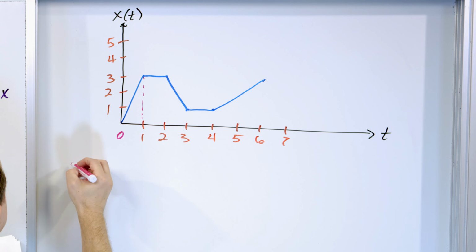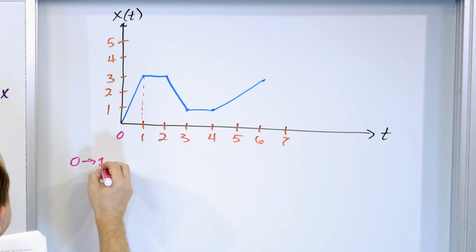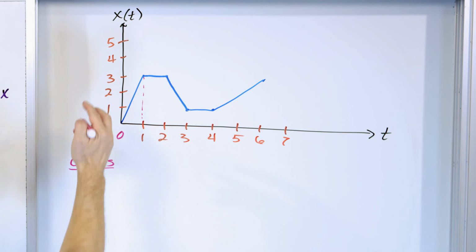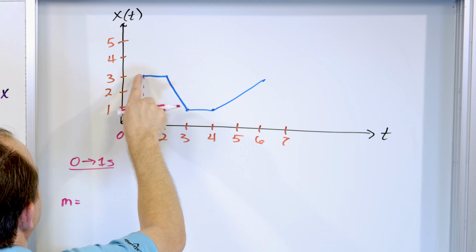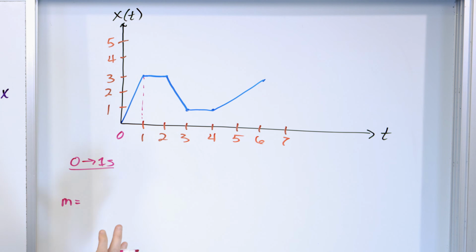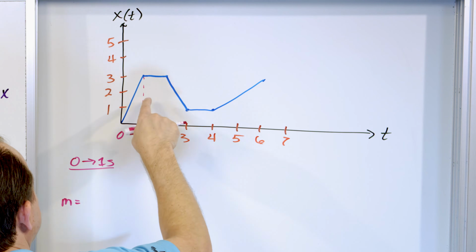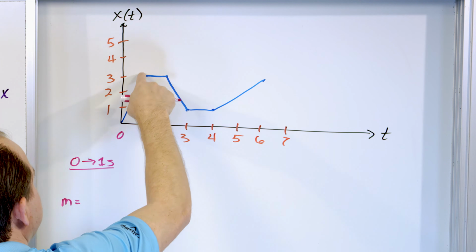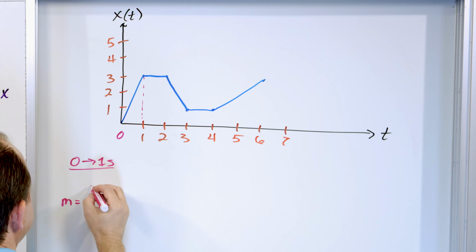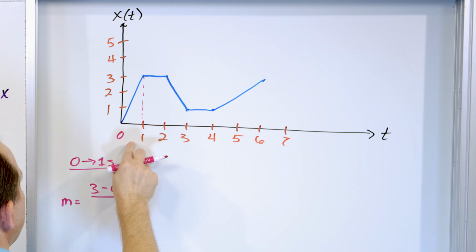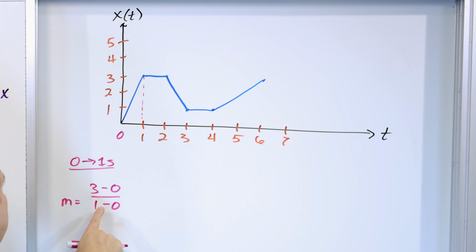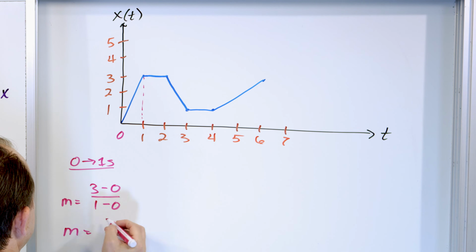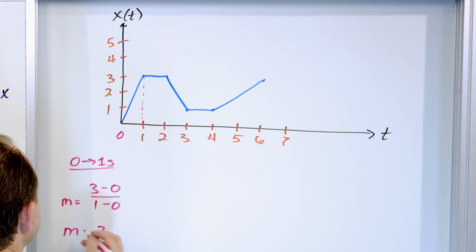So what we do is we say 0 to 1 second, right? And we want to find the slope of this thing. What is the slope? Well, the slope is going to be rise over run. Well, it goes up 3 units and it goes over 1 unit. So if you want to be rigorous about it, what you say is the y value is 3 and then minus 0, which is the original value. So 3 minus 0 and then 1 minus 0. So rise over run. How far up does it go? 3 minus 0. How far over does it go? 1 minus 0. And so what you'll get then is 3 over 1, which is 3. And so the slope is 3.